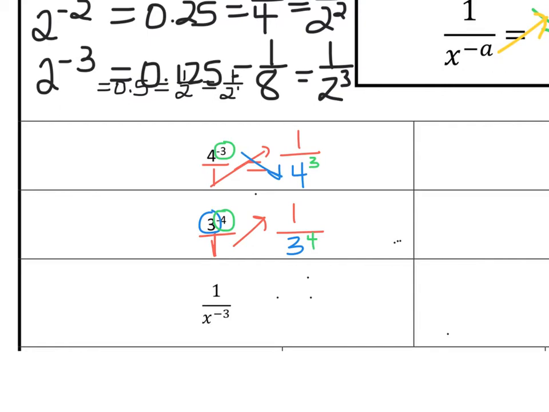So next example is already written as a fraction. We're going to flip it. The 1 goes on the bottom. In this case, the negative number is on the bottom, so we bring it to the top, and then the exponent becomes positive.